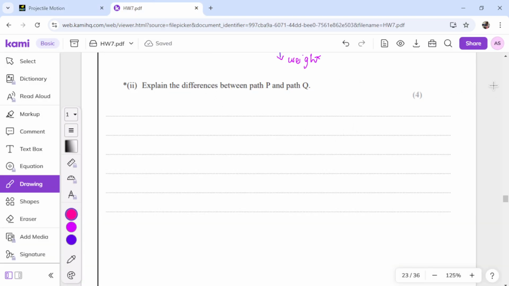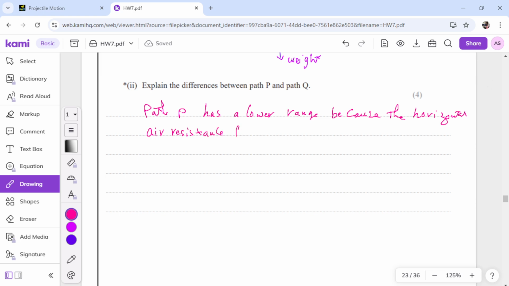Okay, so this is what we will write. Explain the difference between path B and path Q. So I will write: path B has a lower range because the horizontal air resistance force will decrease the horizontal velocity.